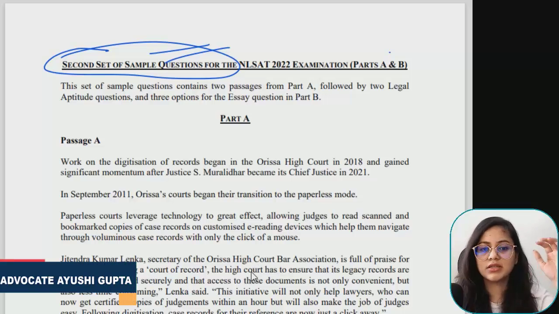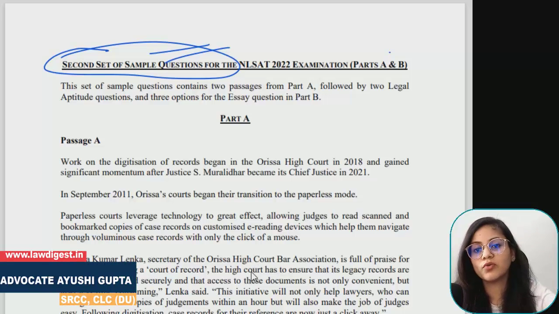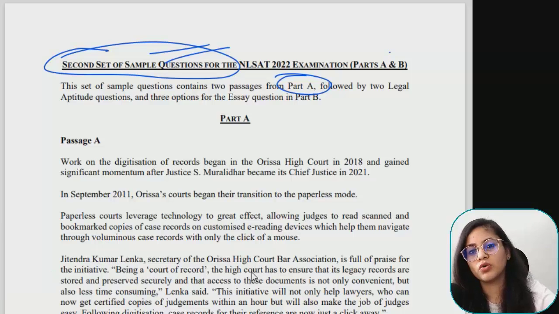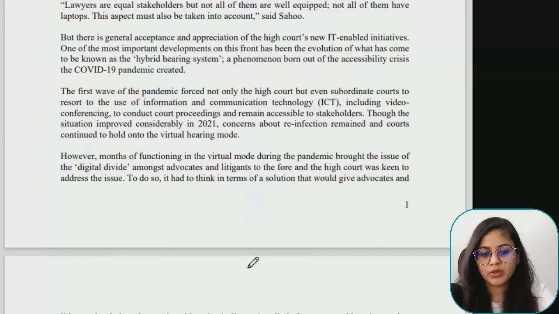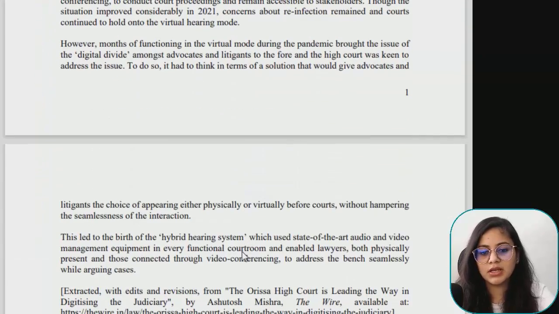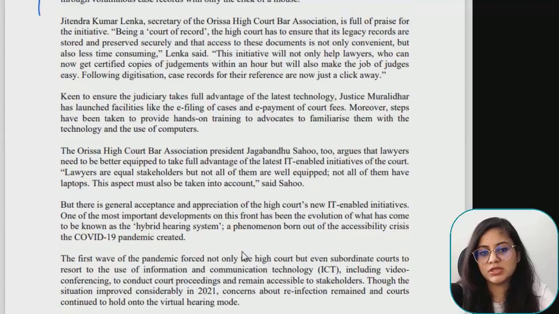So here we'll be discussing the paper. I won't get into the details of the answers for part A because the answers and the rationale are already given. I will not waste your time and will simply proceed to the most important parts that I want to discuss with you. Now in part A, the passage is based on the way the judiciary is being digitized. So this is what the passage essentially deals with.